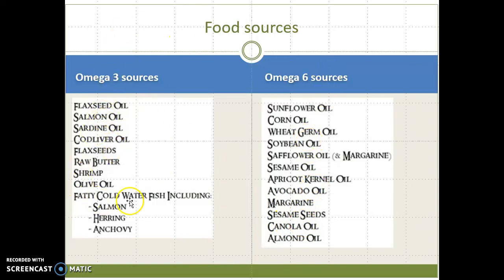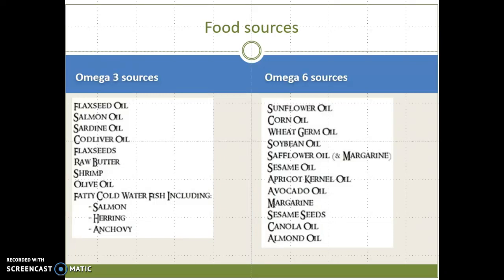So the focus here is to try to eat more fish. That's why they suggest 2 to 3 fish a week. 3 times a week of fish is probably the best recommendation. Okay, so that's the end of that review.